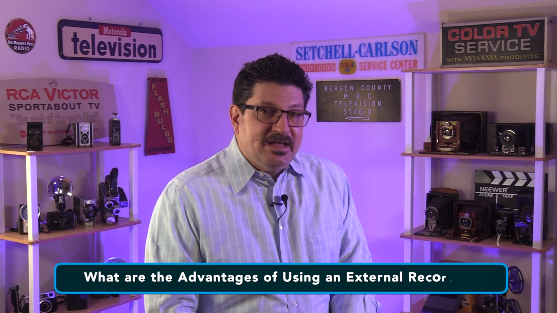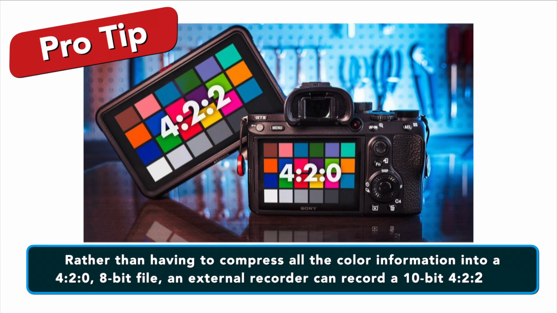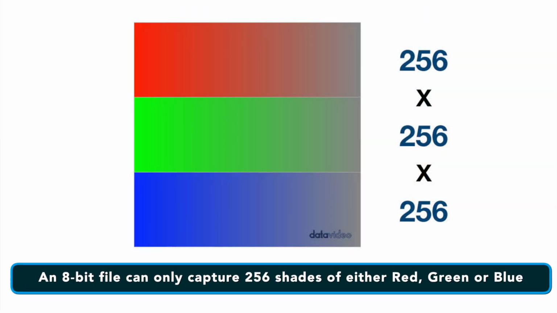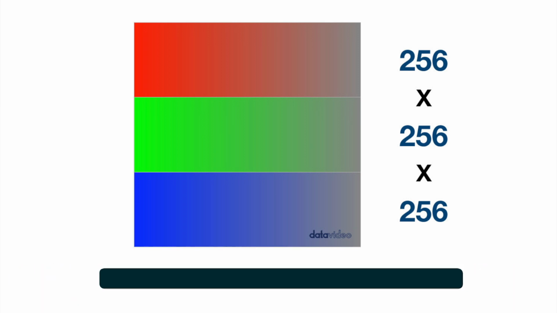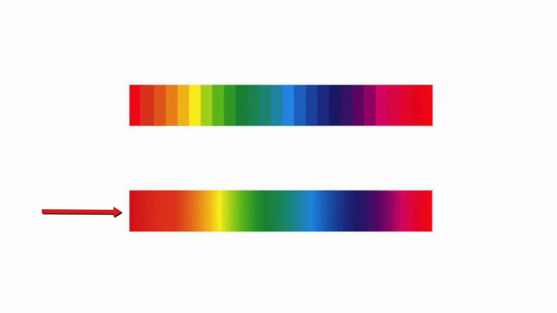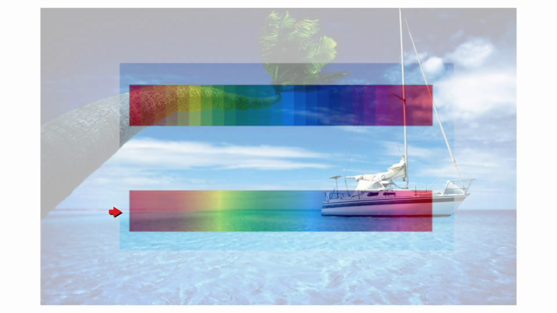So what are the advantages of using an external recorder? The biggest advantage is that rather than having to compress all the color information into a 420 8-bit file, an external recorder can record 10-bit 422 files. To give this a little perspective, an 8-bit file can only capture 256 shades of either red, green, or blue. A 10-bit file multiplies that to 1024 shades per channel, a massive increase in the color information, which yields better images or footage.